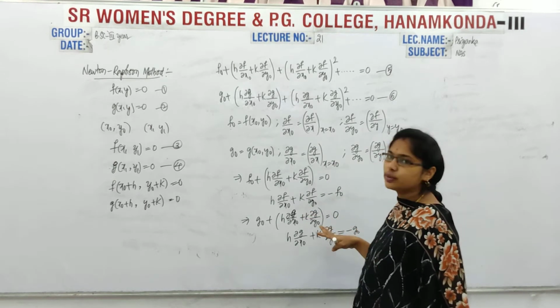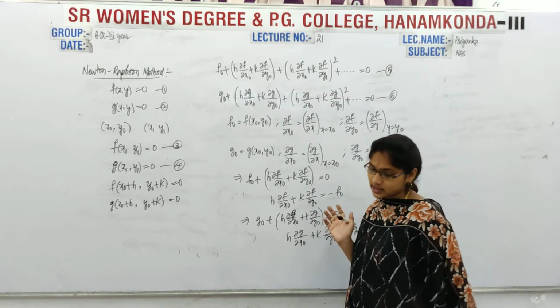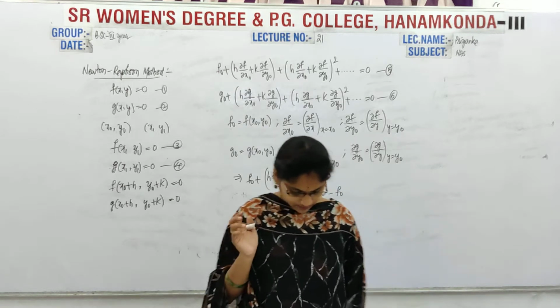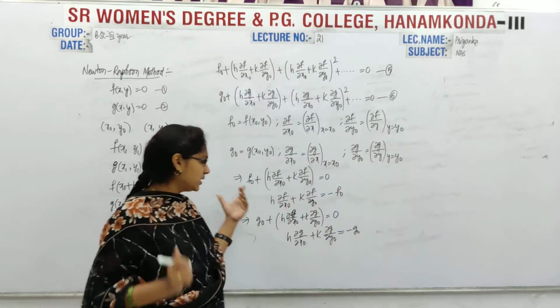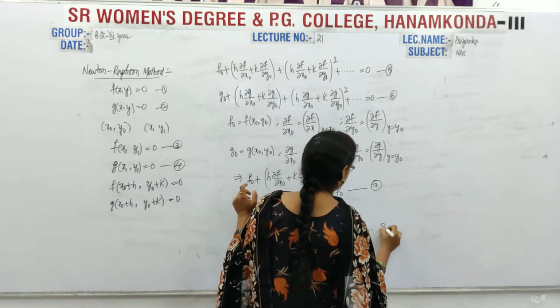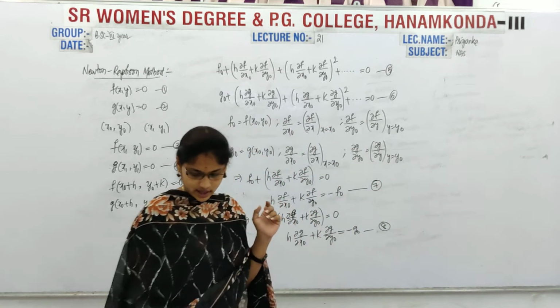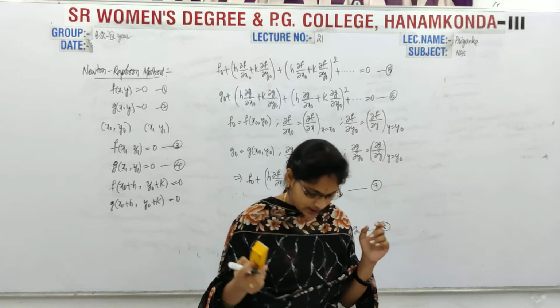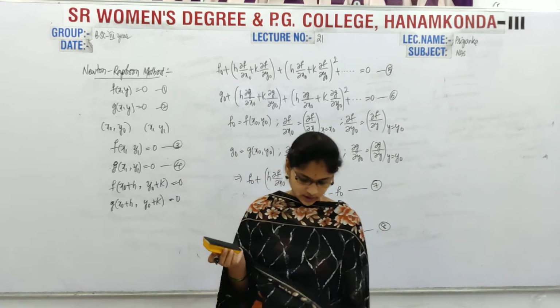You have to write the entire procedure. Sometimes they'll ask like that also. That's why I am giving it clearly. So take these as equation numbers 7 and 8. Now write down.